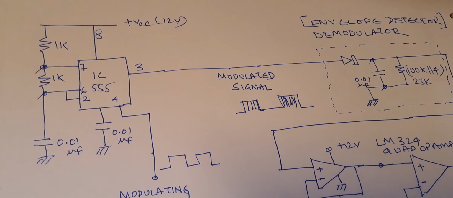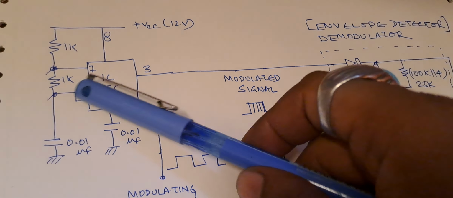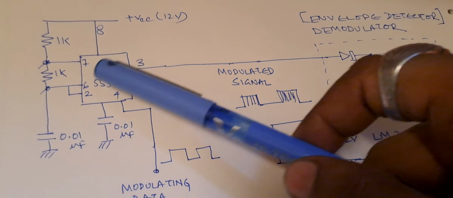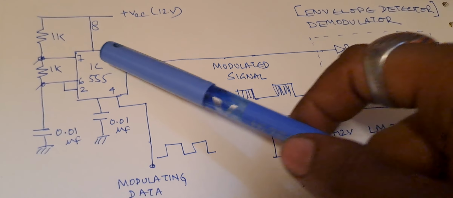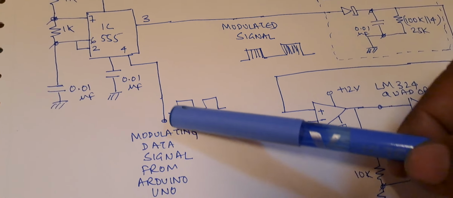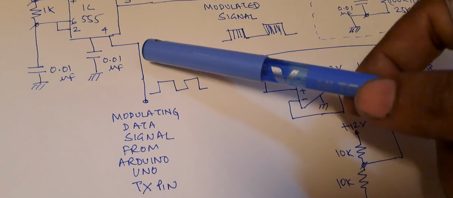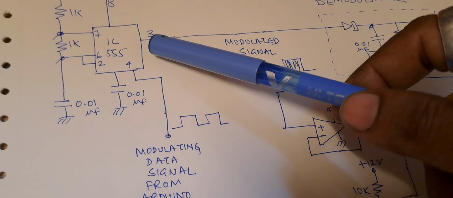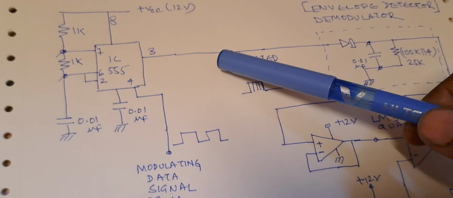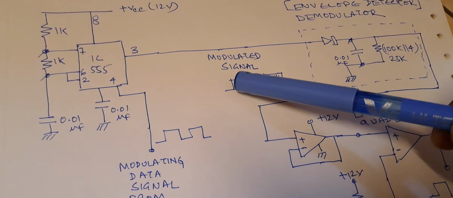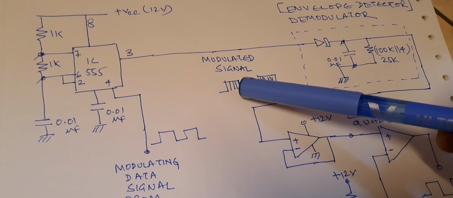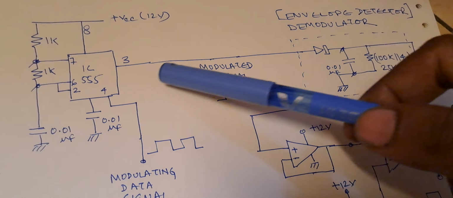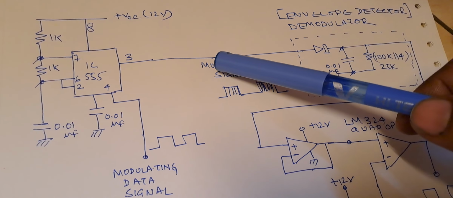So the circuit diagram I am going to discuss now. So this is the 555 timer IC wired in astable multivibrator mode, and here is the modulating data signal coming from the Arduino Uno transmit pin. So here is the modulating signal coming, and from here we are getting the final modulated signal. You can see 48 kHz is punched inside the data signal. So this output is desired at pin number 3.